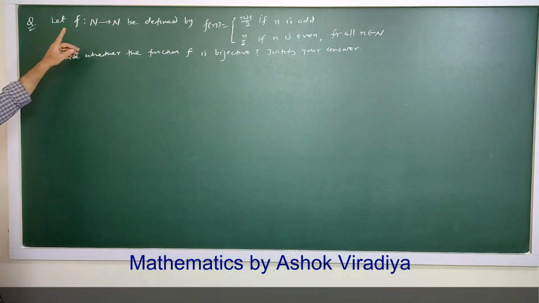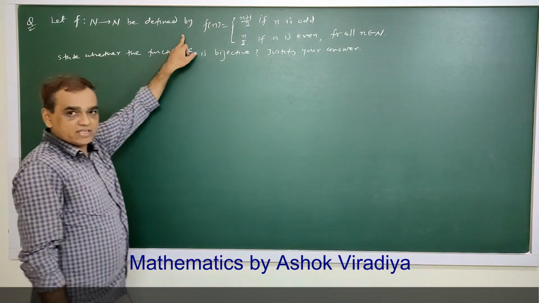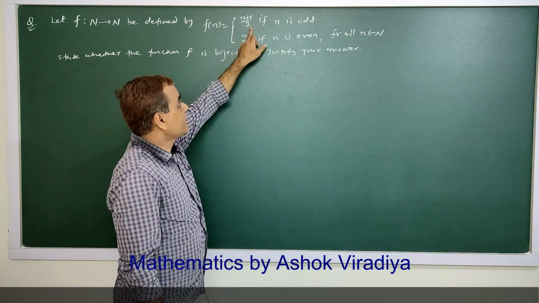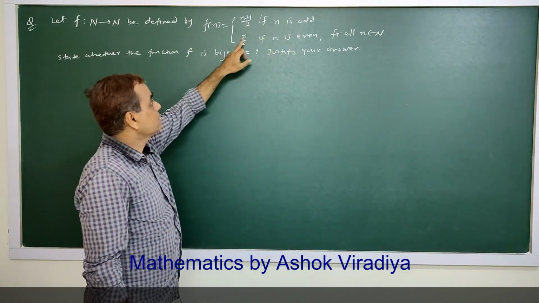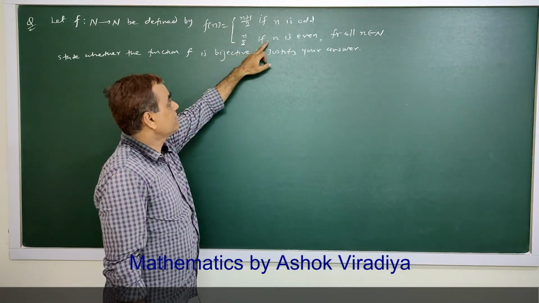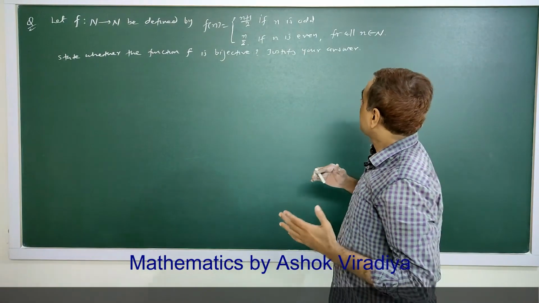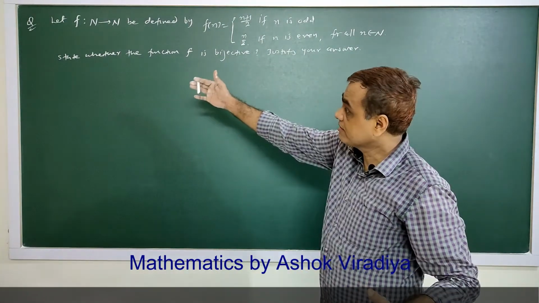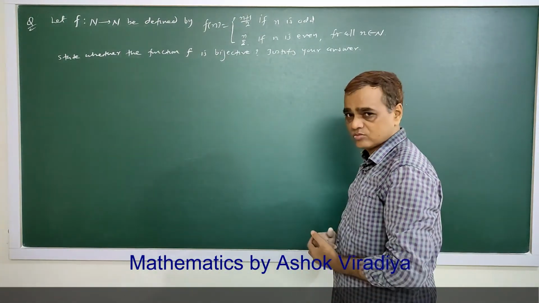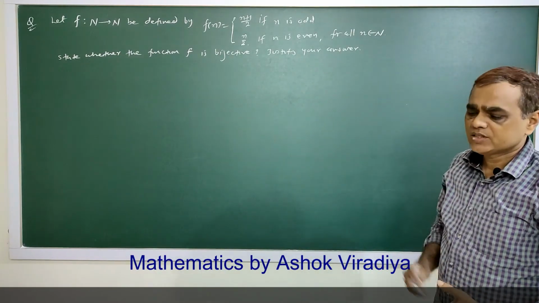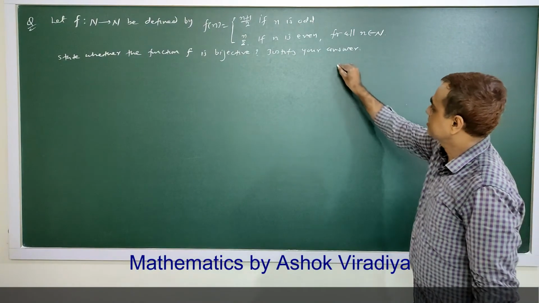Let f from N to N be defined by f(n) = (n+1)/2 if n is odd, n/2 if n is even. State whether function f is bijective. Justify your answer. Here we understand the procedure.